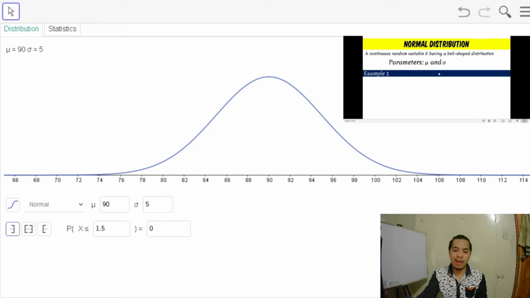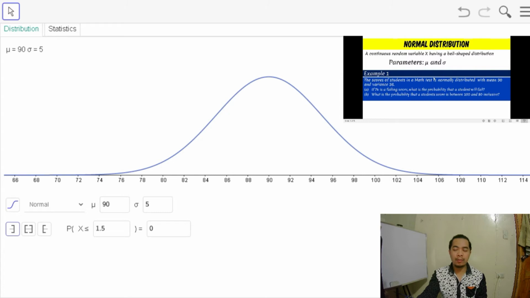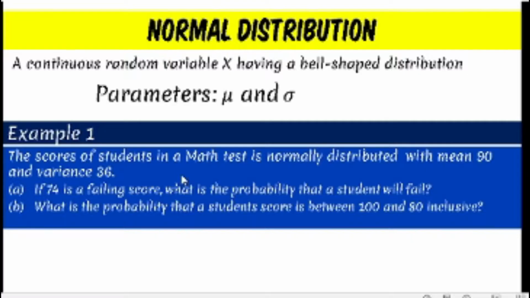The parameters, as I mentioned a while back, are the population mean and the population standard deviation. Here is an example of a problem that we can answer using this particular view. We have here a problem. Let me read this first. The scores of students in a math test is normally distributed with mean 90 and variance 36. Remember that what's given here is the variance.